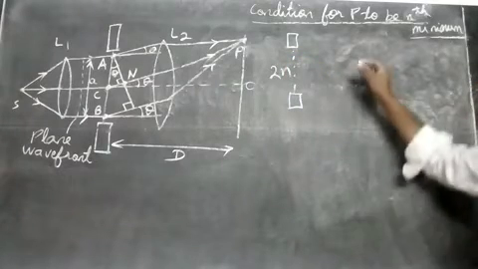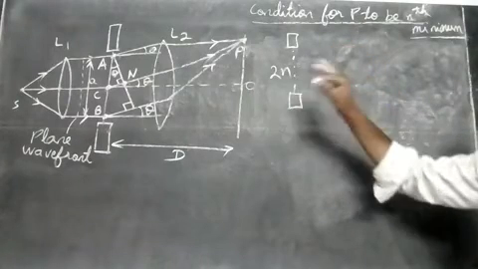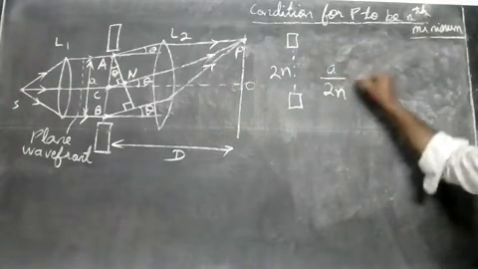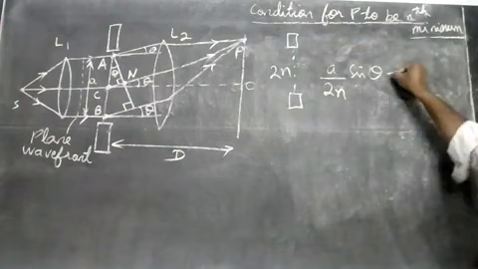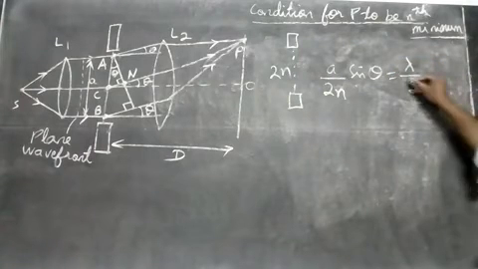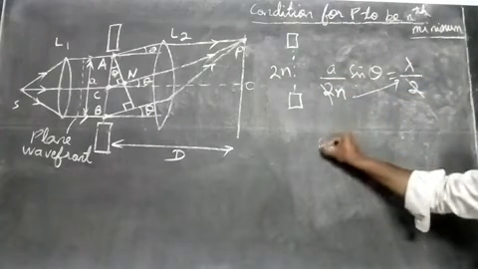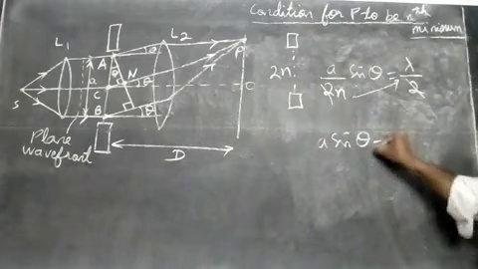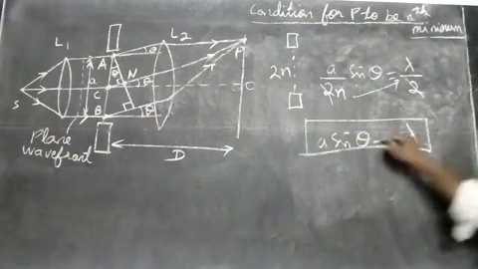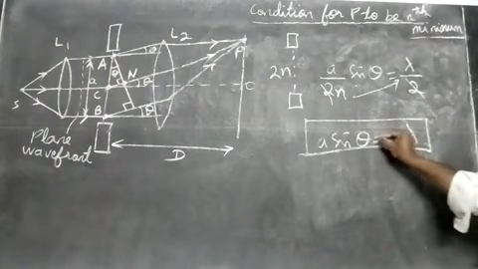So let's see how to write it, the same method only. So we'll equate the last step. That is A by 2n sine theta is equal to lambda by 2. So in this case 2 and 2 will cancel. N goes upwards. So what we get here is A sine theta is equal to n times lambda. So this is the condition for the point P to be the nth minimum.